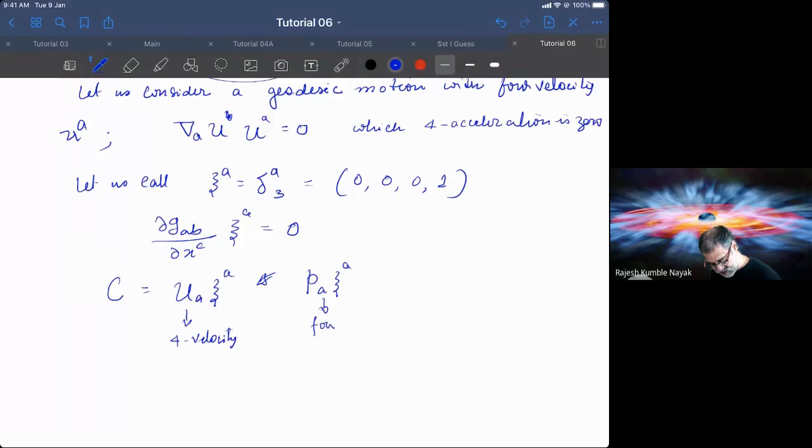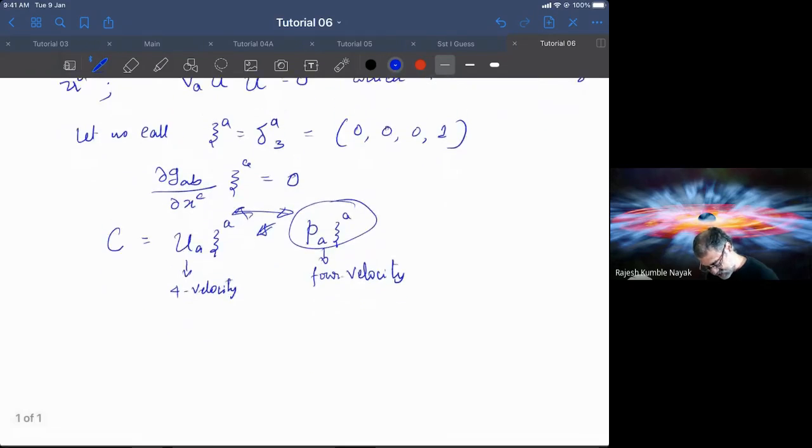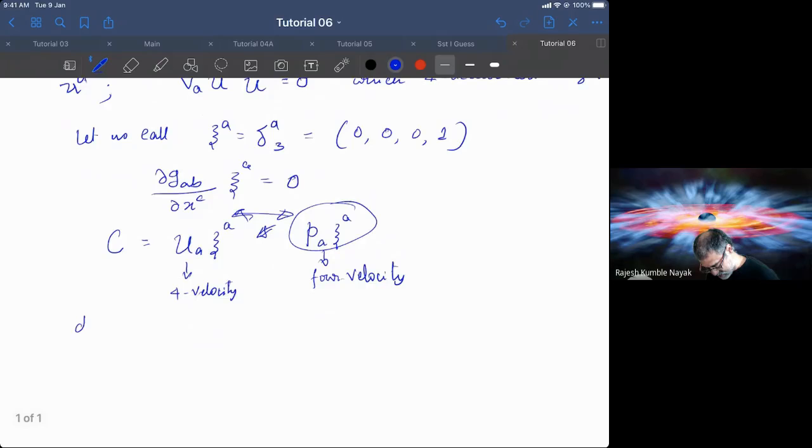So you know these two are the same, except if you are taking m to be the mass of the object, then these two are simply connected by a constant. Otherwise, you could simply have this relation. Let's take d by ds along this curve.